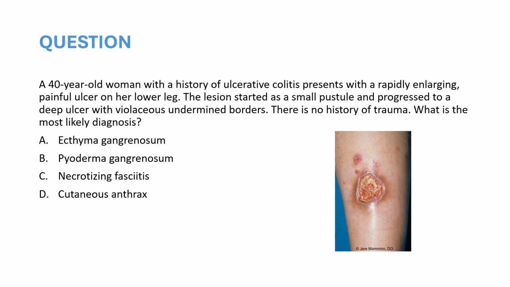Let's see another question. A 40-year-old woman with a history of ulcerative colitis. So there is IBD, and IBD has certain skin manifestations. One I've told you is erythema nodosum, but I have also given you a clue before that it can have another lesion. Let's see what it is. A rapidly enlarging, painful ulcer on the lower leg, usually over the shin. The lesion started as a small pustule and progressed to a deep ulcer with violaceous undermined borders. These are the classic description of this condition. No history of trauma. What is the most likely diagnosis?